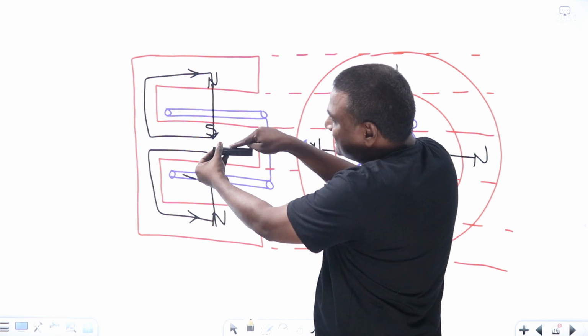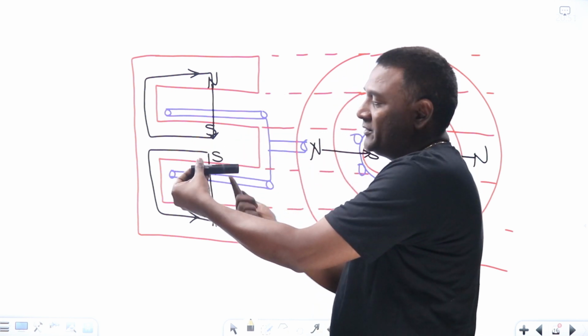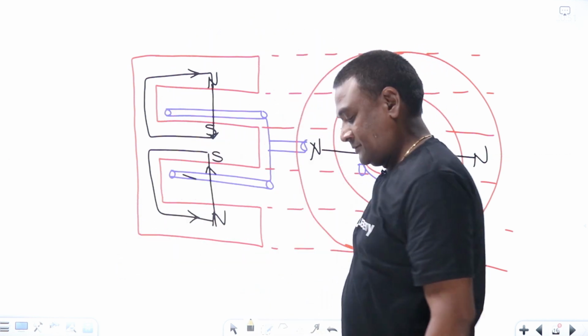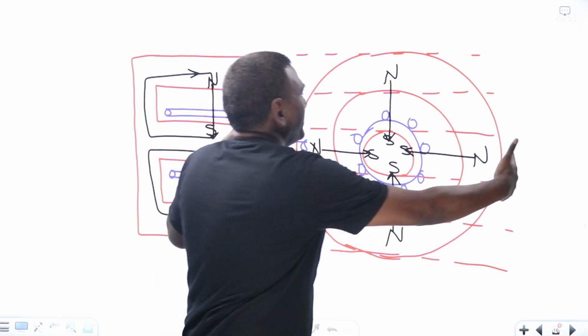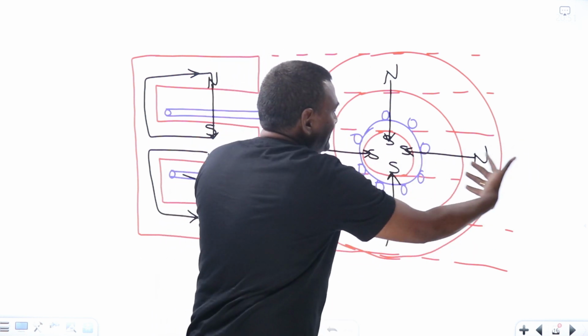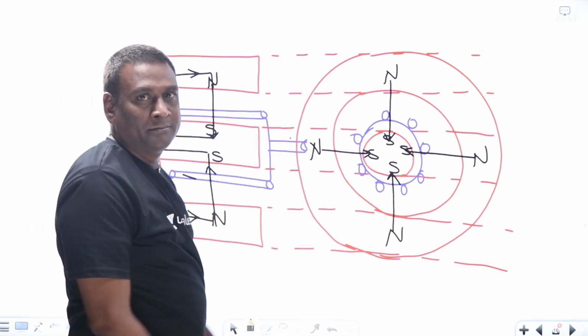Now observe. See here N pole, and here S pole. So N to S flux is coming. Here also N to S flux is coming. Everywhere flux is coming and going like this. Everywhere from the N pole, flux is coming towards the center part, which is stator. Flux is coming here, which will go inside and come back like this.